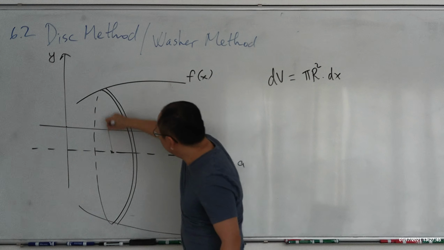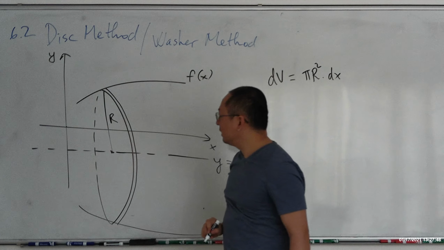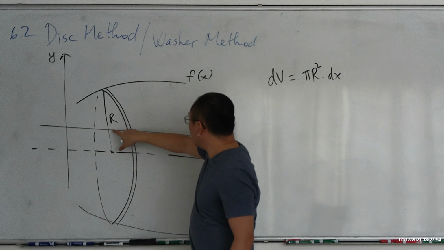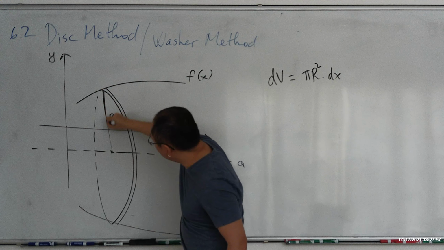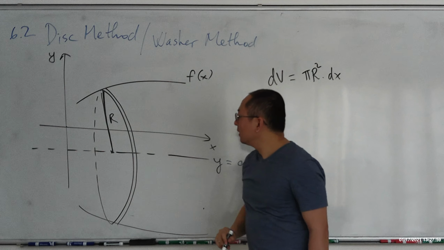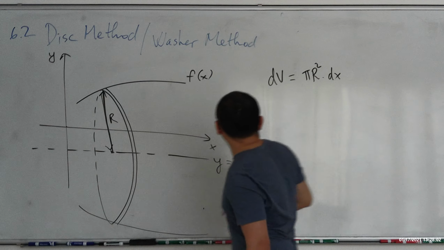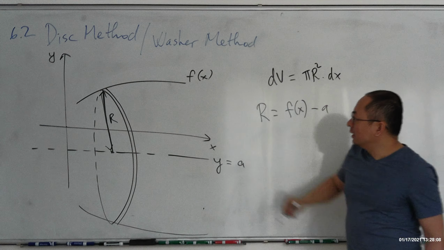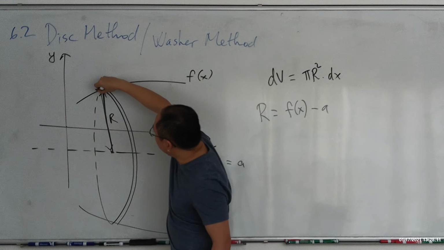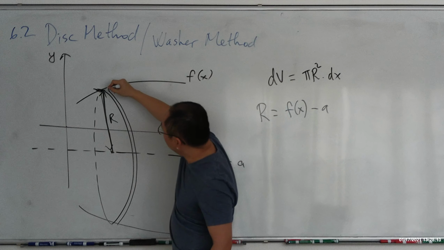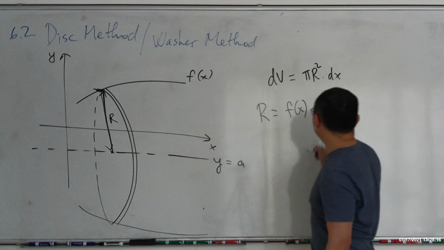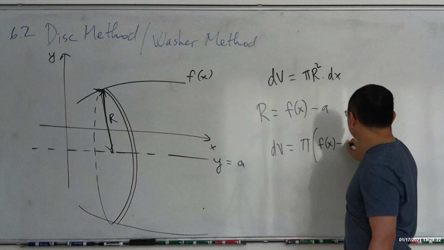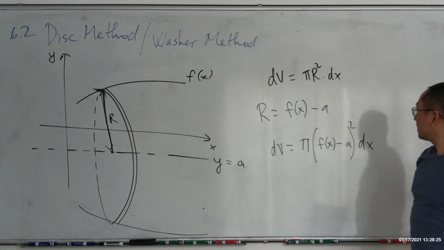But the radius is the thing that we have to be careful about. It is not the distance from the x-axis to the function anymore. The radius is from here to here. So the radius now is calculated this way. Radius is equal to f of x minus a. This is the function f, but the distance from f to a, you take f minus a, you have the distance. This is the radius. So dV now is pi times f of x minus a, everything squared, dx.